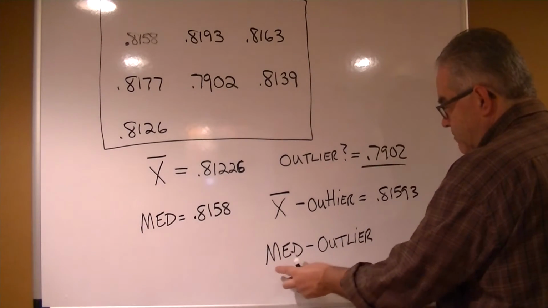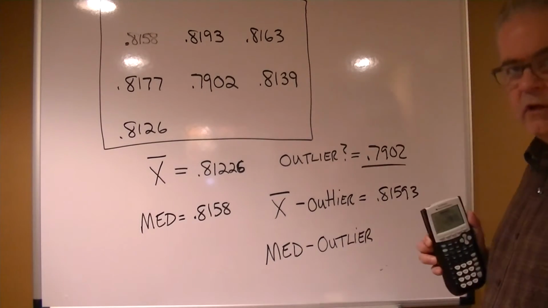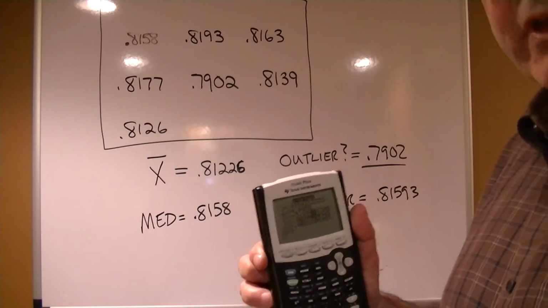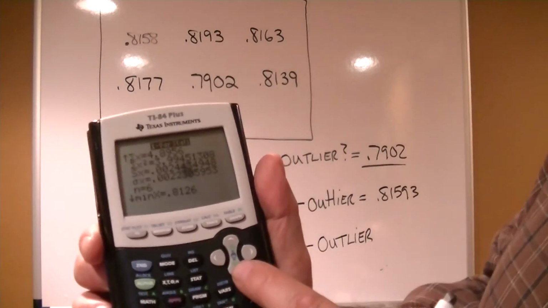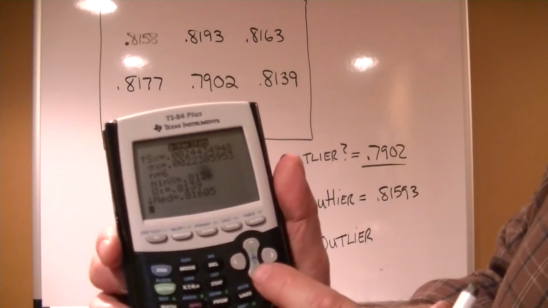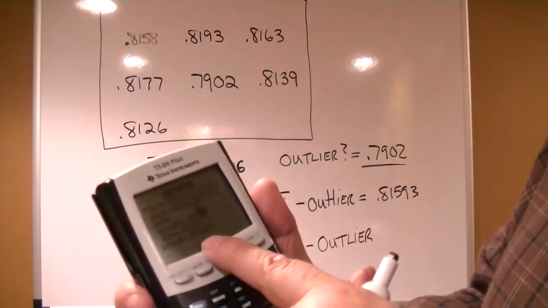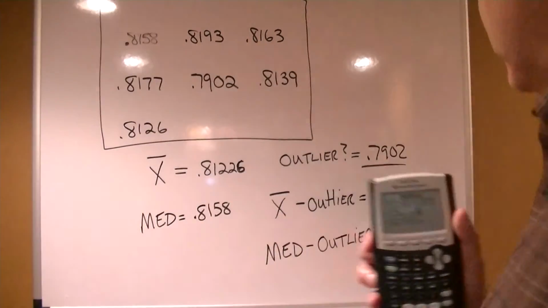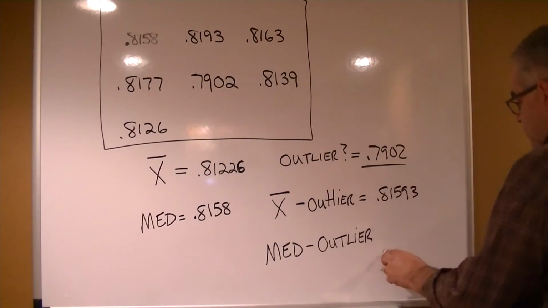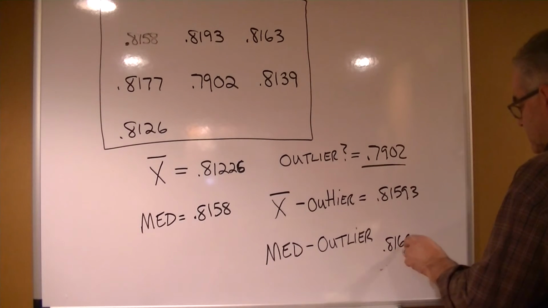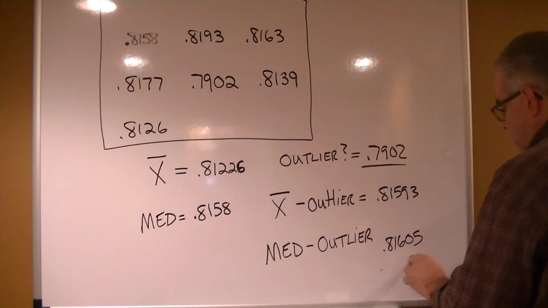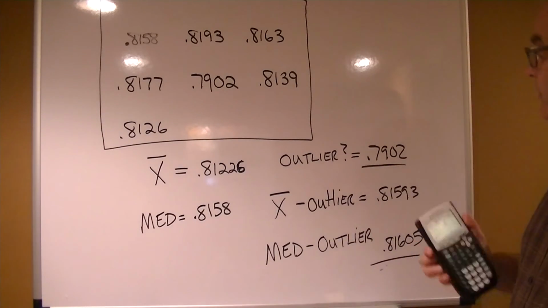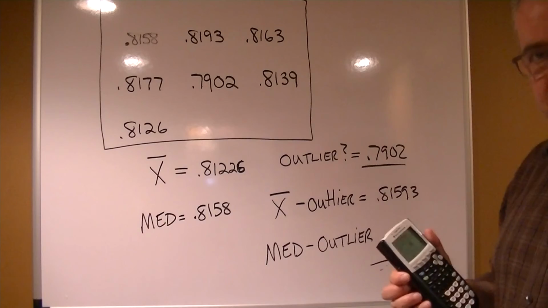Then they also want the median minus the outlier. Well, the outlier is already removed, so I'm just going to scroll down and find the median. There it is, 0.81605. Okay, and that's your median minus the outlier. The outlier was the 0.7902.